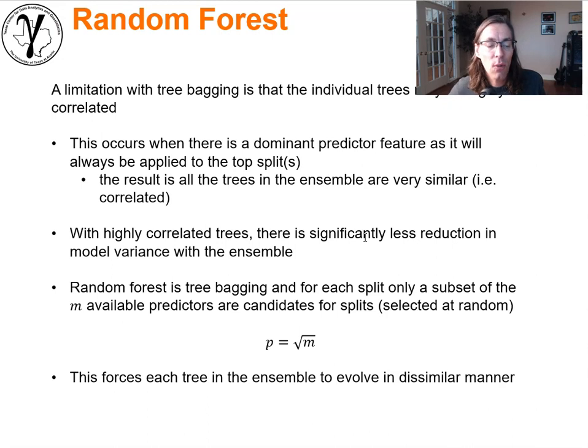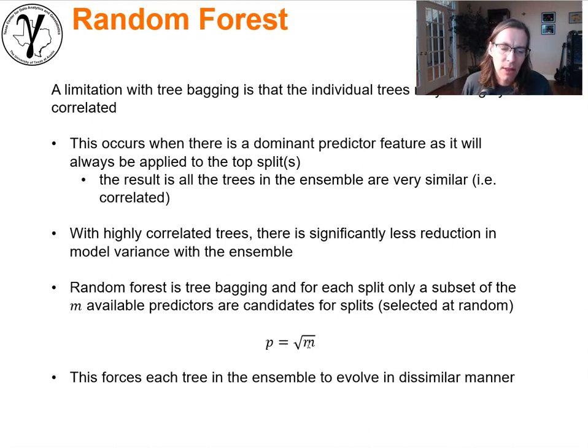The whole premise of random forest is this: take tree bagging, and then for every split, constrain the model so that it can only make a split on a subset of the predictor features. You limit it. Now, a very common way to do this is to use the rule of the square root of m features. If I have 9 predictor features, for every one of my splits I say you can only choose from 3 of the predictor features to find the next best split.